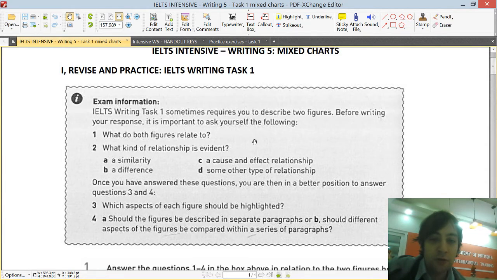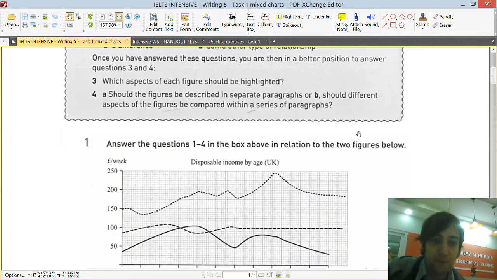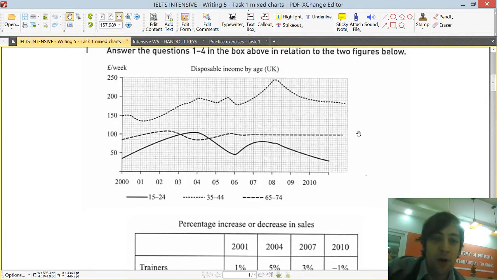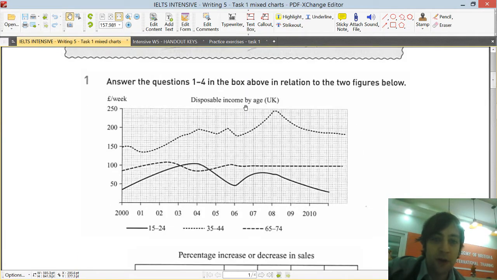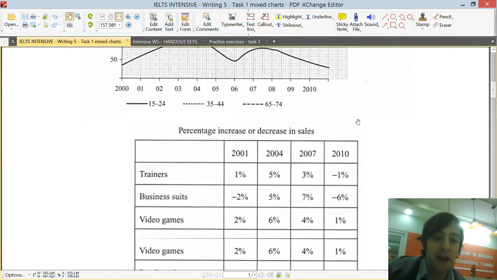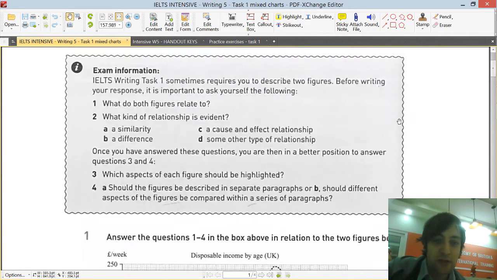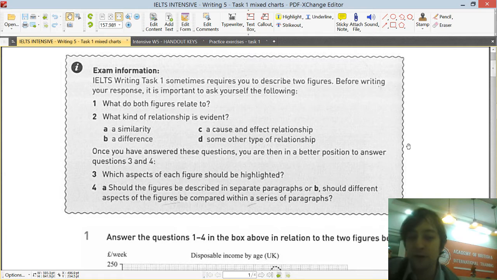So I want you to just look at the first two questions here, okay, for exercise 1. And then have a look at these two graphs. We have one which is about disposable income by age in the UK, and another one which is about a percentage increase or decrease in sales. Look at the two figures, then answer the first two questions. When you're ready, stop the recording, and then once you have the answers, you can replay it. So stop the recording now.